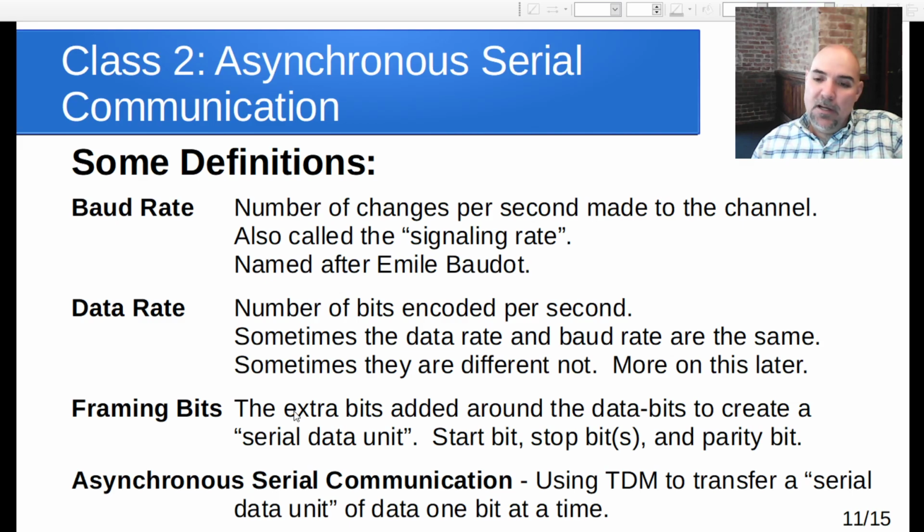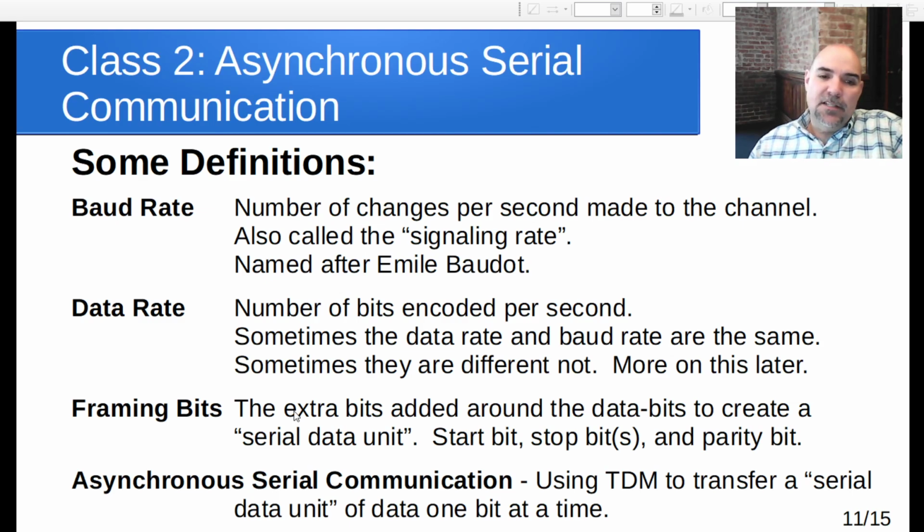Okay, a few more definitions here that I want to put up. The first one is baud rate. Baud rate is a term that is the number of changes made to the channel per second. It's also sometimes called the signaling rate. So the baud rate of a connection, like a serial communication connection or any kind of connection, the baud rate or signaling rate is the number of changes that are made to the channel per second. That's named after Emile Baudot, the creator of that Baudot 5-unit code and the systems associated with that.